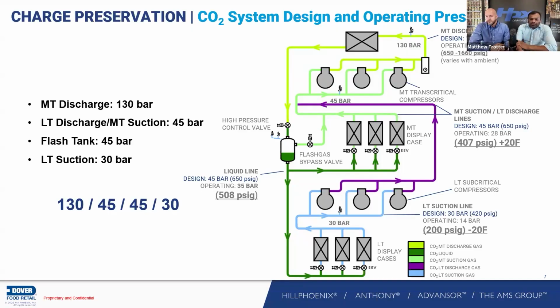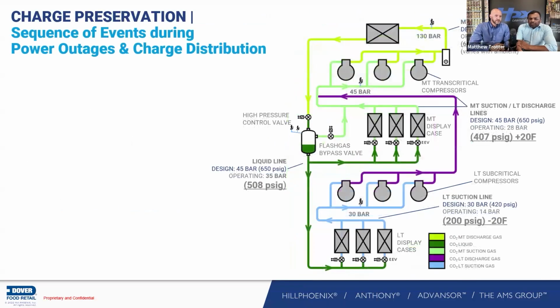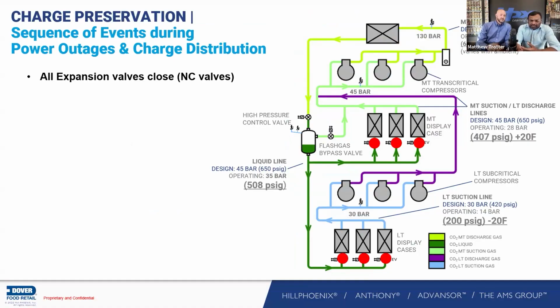Next, we will go through what happens when there is a power outage, the sequence of events. This is a typical system, and the first thing, when the power goes out, is that all the expansion valves close. Why do they close? We use pulse valves, which are normally closed valves. So once you lose the power, the valve closes automatically.